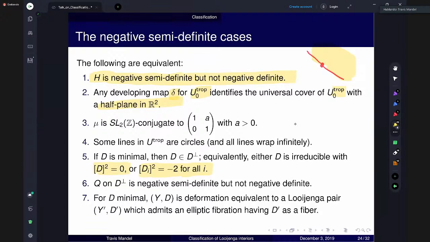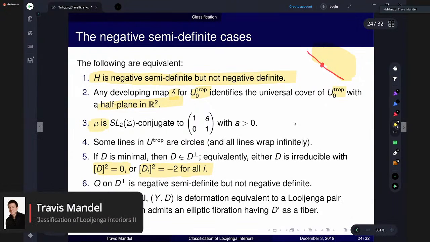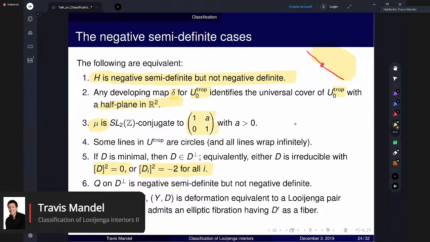Let's see, and in these cases, I'm skipping ahead a bit. Your monodromy mu in this case has to be conjugate to a matrix of this form, the matrix (1, a; 0, 1). So basically, multiplying by the monodromy will just shear your vectors in one direction or the other. You're just shearing parallel to this boundary direction.